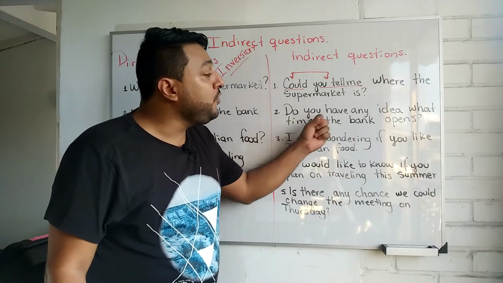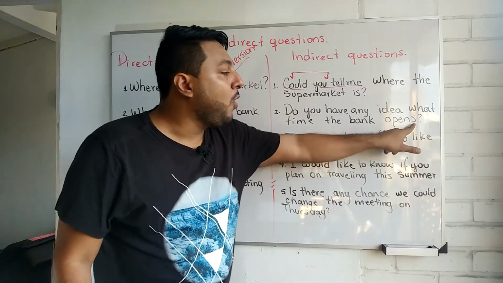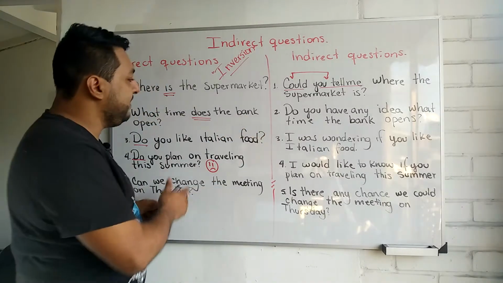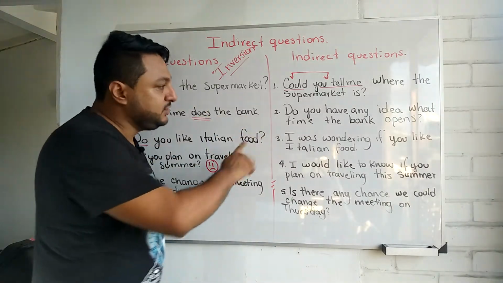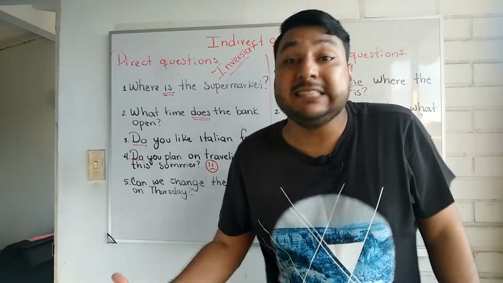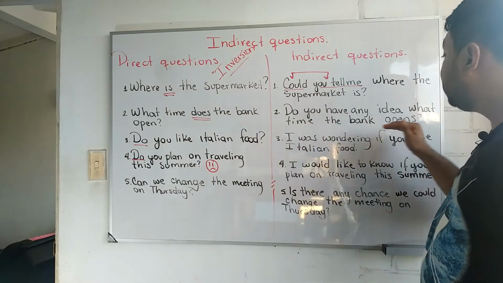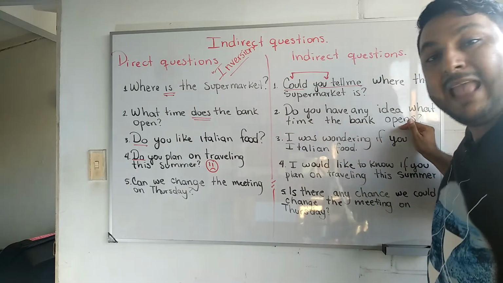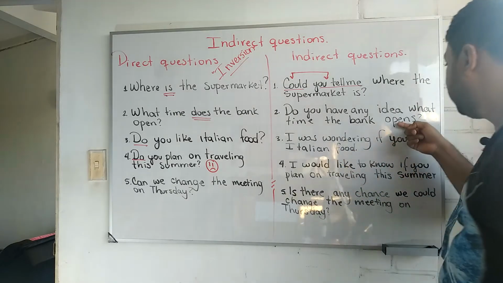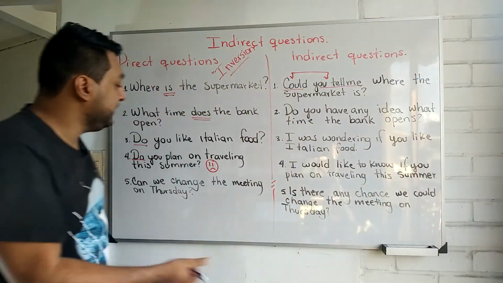Number two, what time does the bank open? Do you have any idea what time the bank opens? This one is simple present. The auxiliary is does. So we are using the structure of the affirmative sentence. Since I'm not gonna use does anymore, I just conjugate the verb with s or es, depending on the case. In this case, opens. And here I have the inversion again.